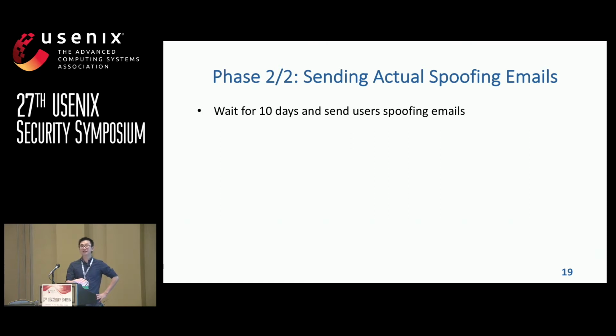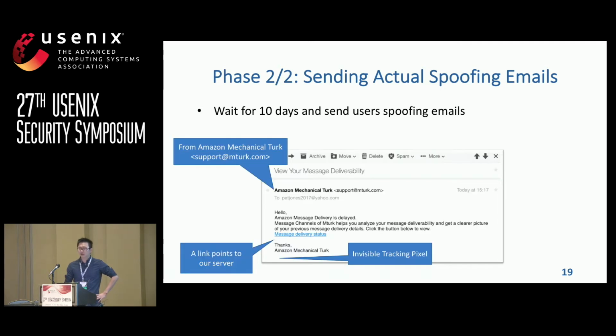After 10 days, we send out our spoofing email. Because we recruited users from Amazon Mechanical Turk, the message we sent is to allow them to click a link and check their message delivery status on Amazon Mechanical Turk. As you can see, this email looks like it's from Amazon. There's a link pointing to our server. There's also an invisible tracking pixel.